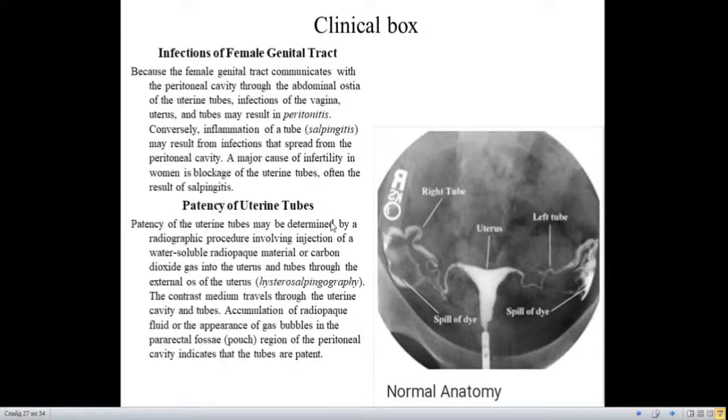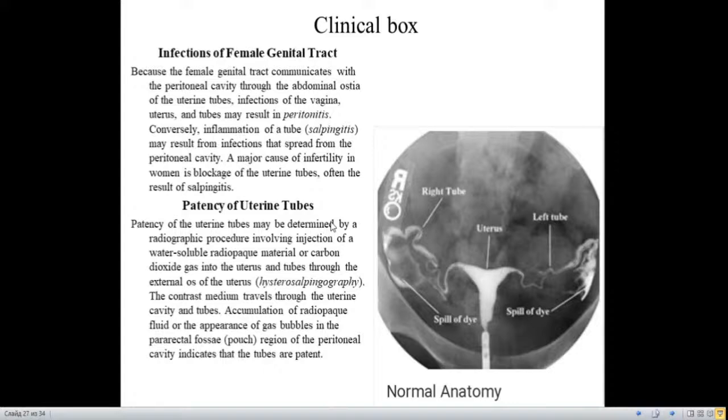So, very often infection from the external environment might reach the peritoneal cavity to cause pelvioperitonitis. Pelvioperitonitis means inflammation of the peritoneum in the pelvic cavity. Or step by step it might cause firstly salpingitis, inflammation of the mucosa of the salpinx or uterine tube.